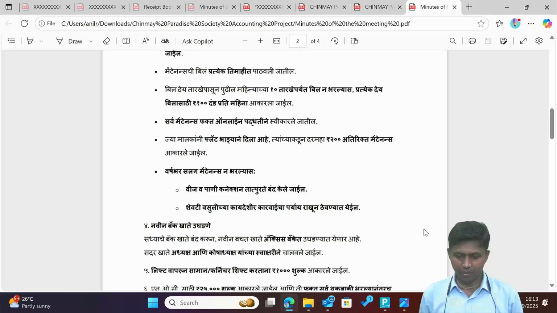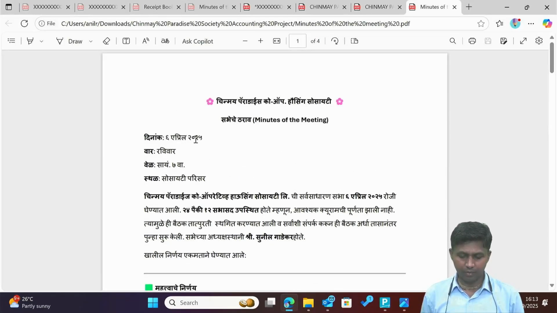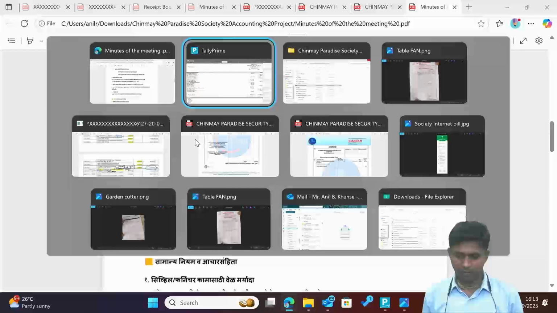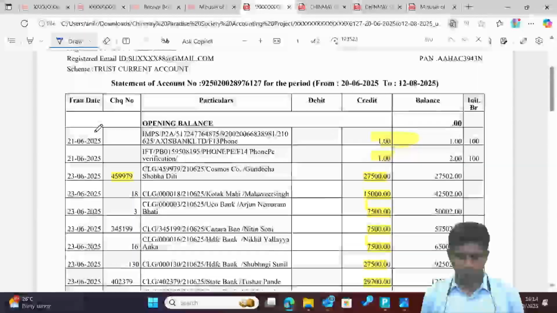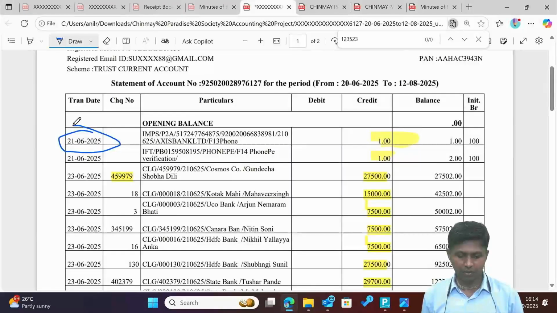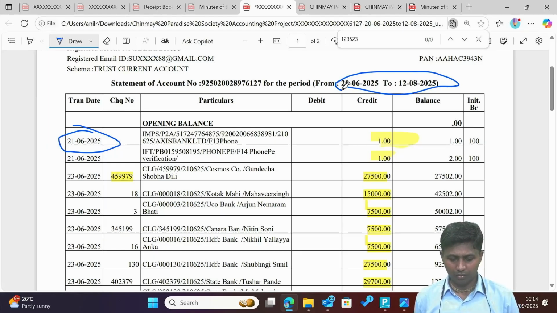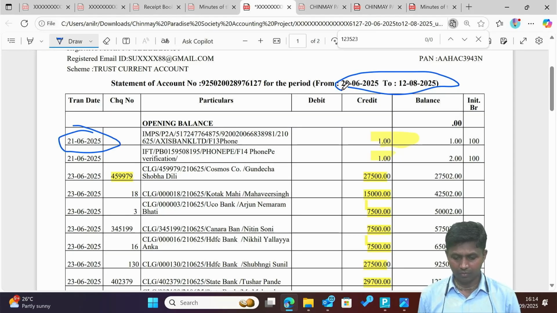The meeting had happened on 6th April. Okay, and you can check the bank statement. We opened the account in the bank on 21st June. This is a delay on the part of our society, and the flat owners must have given the checks, but we are not able to deposit them, or we have not done the accounting of those checks within the time frame. Therefore, what to do?